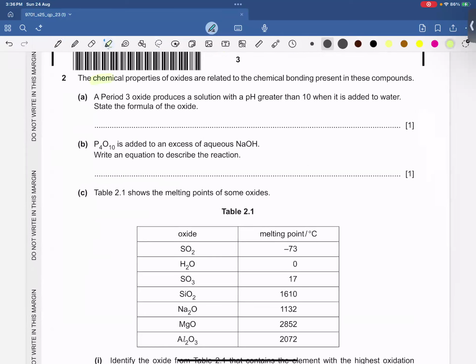The chemical properties of oxides are related to the chemical bonding present in these compounds. Period 3 oxide produces a solution with a pH greater than 7. If the solution is greater than 7, then it must be an alkaline solution, and obviously a strong alkaline solution. When it is added to water, it means the oxide is soluble in water also.